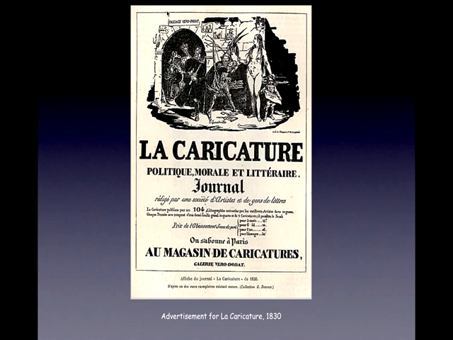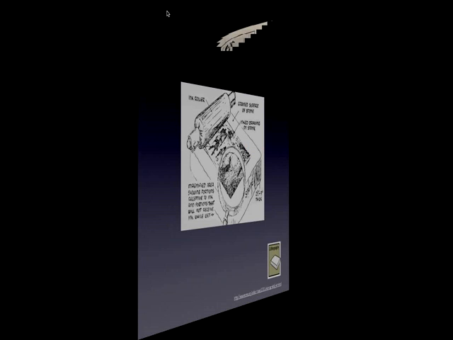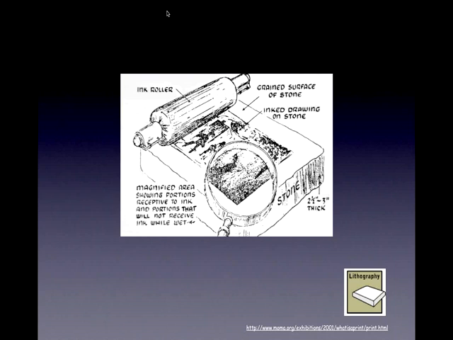This is one of the weekly periodicals he worked for. It's actually called The Caricature. Daumier's medium for the production of his political cartoons was a medium called lithography, a printmaking technique invented relatively late compared to other techniques like etching, which is much older. It was invented at the end of the 18th century by a German.